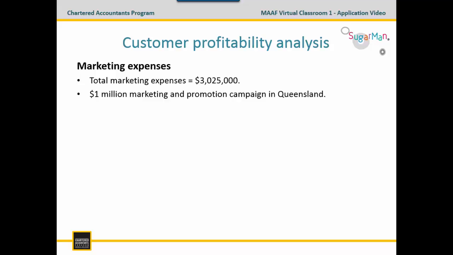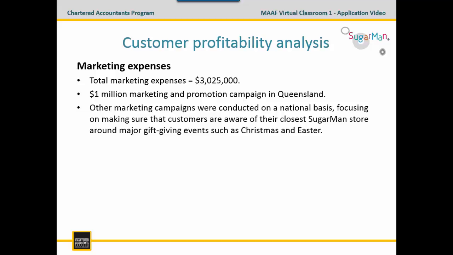Recall from the background information that $1 million was spent on promoting Sugarman's moving to Queensland. This cost should be allocated to Queensland. The balance of the marketing spend relates to campaigns conducted on a national basis, focusing on making sure that customers are aware of their closest Sugarman store around major gift-giving events. The location of stores would determine where the campaigns are run. Therefore, it appears that this portion of the marketing spend should be shared on a per-store basis.